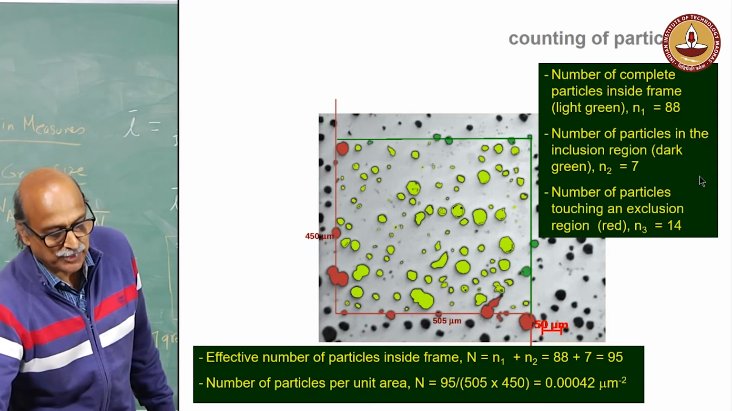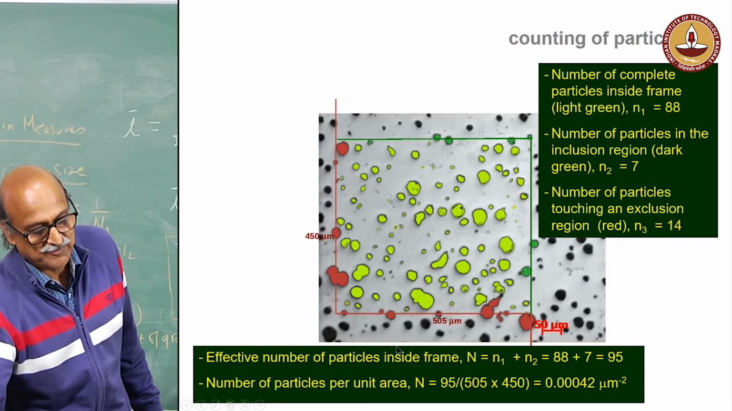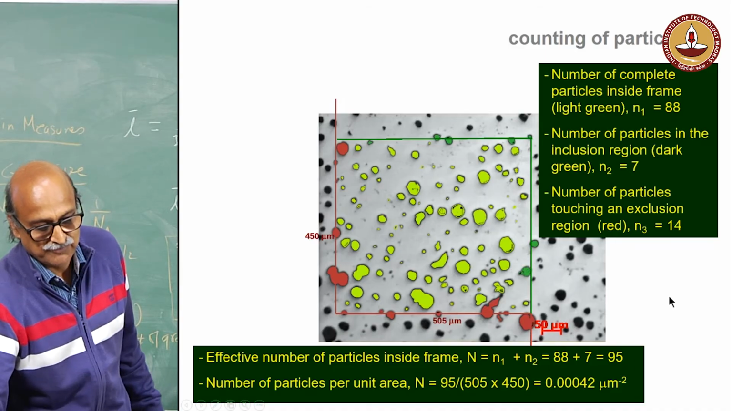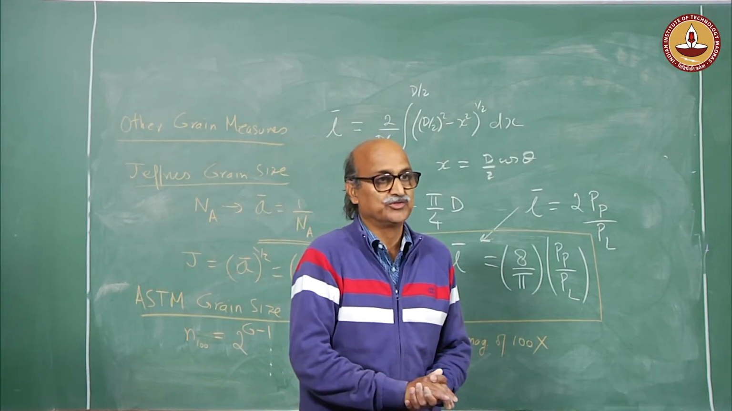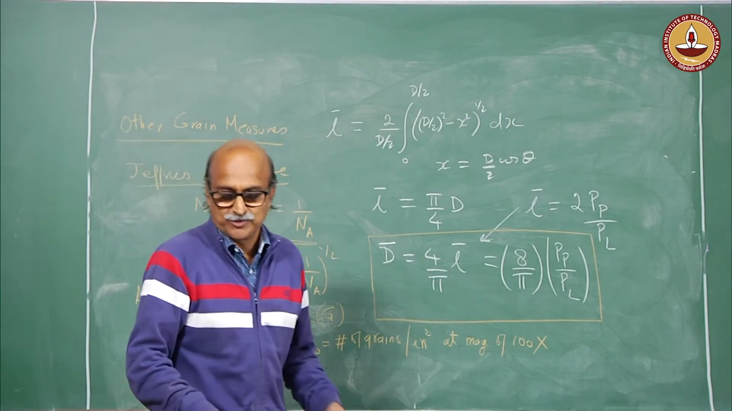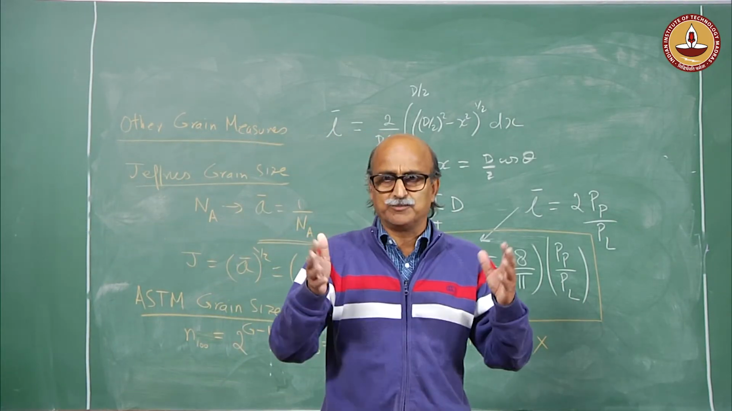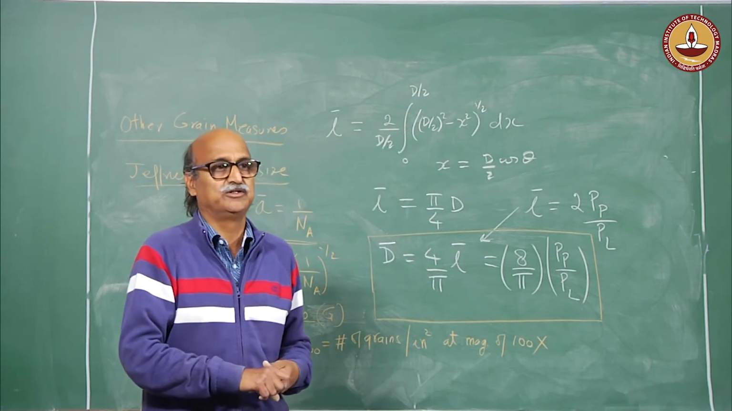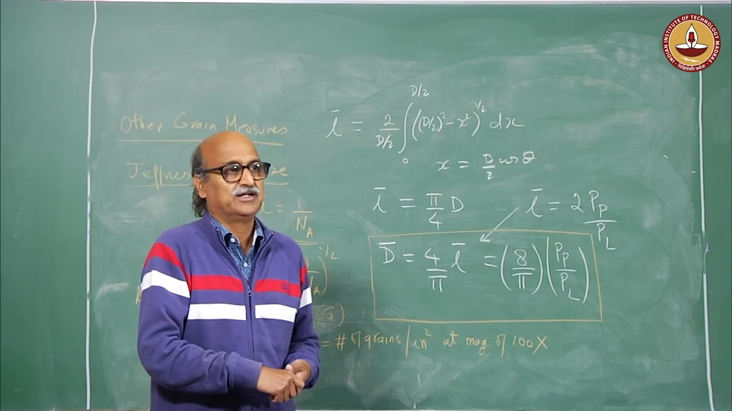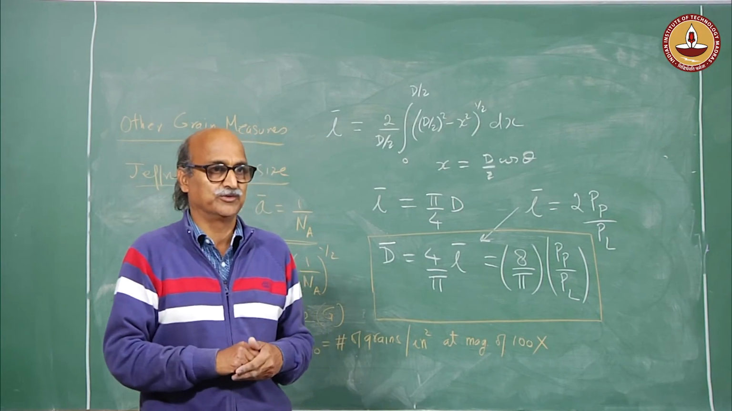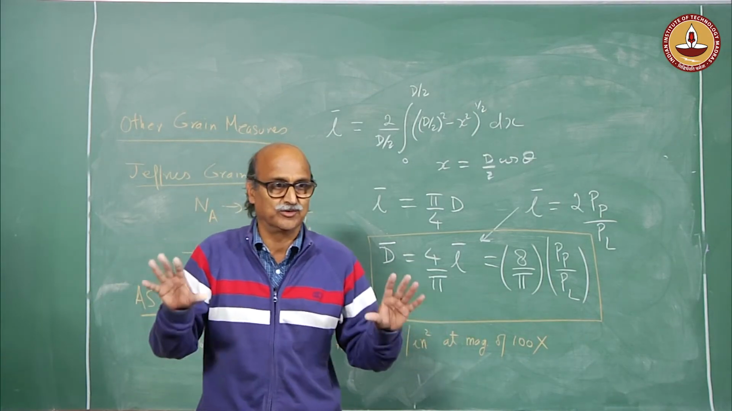If you want particles per unit area, then it is 95 divided by the area of the frame, 505 into 450, giving me 0.00042 per micrometer square. There are other methodologies you might find for counting, but this methodology turns out to be the best. It gives you an unbiased count, there is no bias involved in this counting, it is a very objective methodology and it is an easy methodology to count.